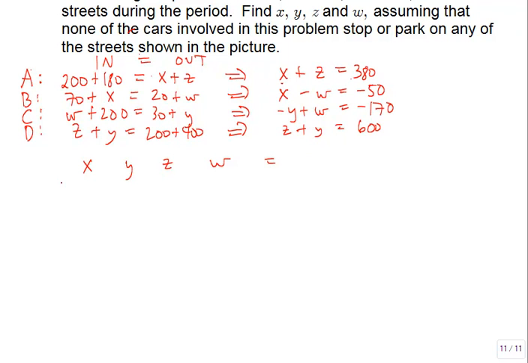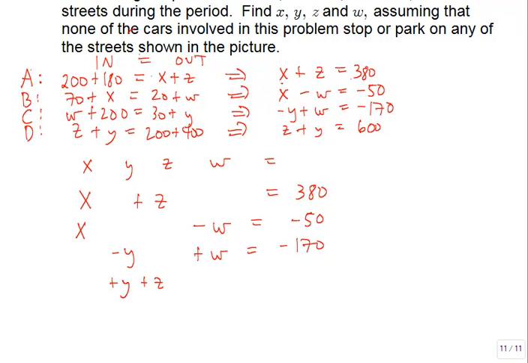So this first equation is an X plus a Z equals 380. The second equation here is an X, a minus W, and a negative 50. The third equation is a minus Y, a plus W, and a negative 170. And our fourth equation, I have a plus Z, I have a plus Y, and that's equal to 600.